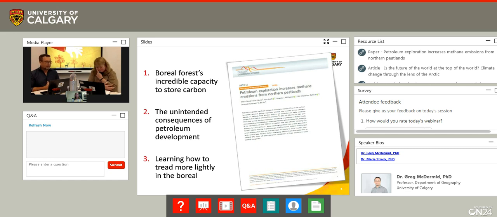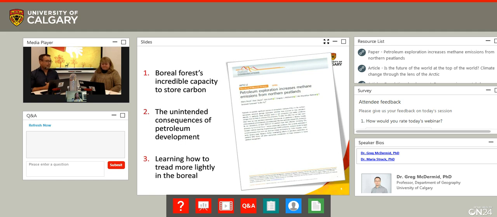So first of all, I think what we want to do is talk about the boreal forest's incredible capacity to store carbon, introduce people to a land cover type that's not very well known, but it's critically important, called a peatland. The second thing we want to do is talk about some of the unintended consequences of petroleum development, and maybe educate people about the type of disturbances you find on the landscape in the boreal forest.